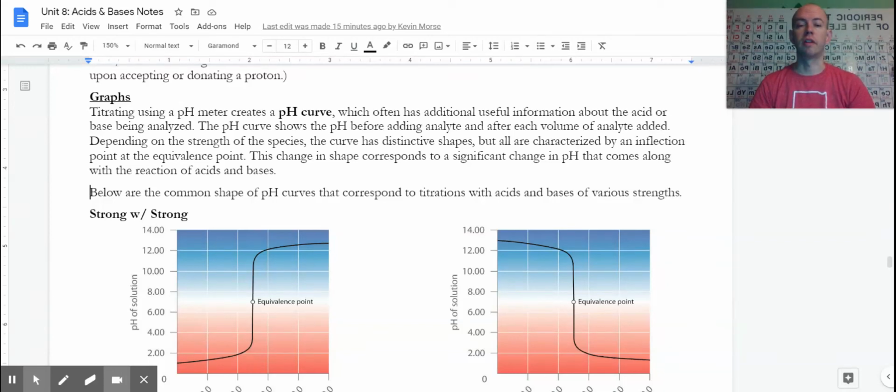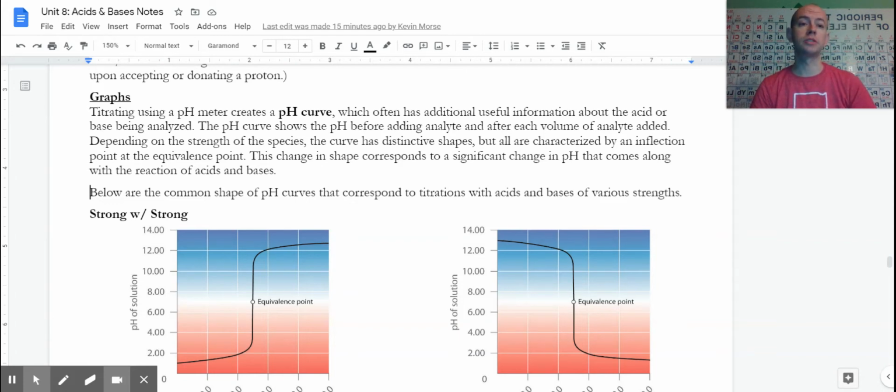pH graphs are a great way that we can take data during a titration and then represent that data in a way that allows us to do the calculations we need, but also understand what's happening in the solution at different times during the reaction. So in order to make one of these graphs, you need to record the pH at different times as certain amounts of your analyte have been added.